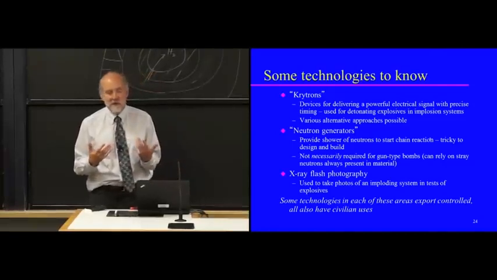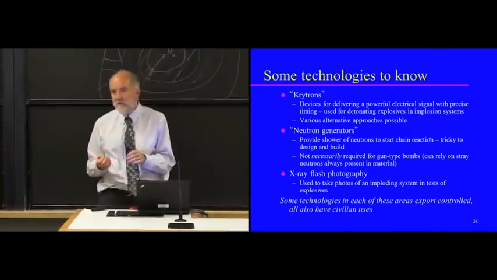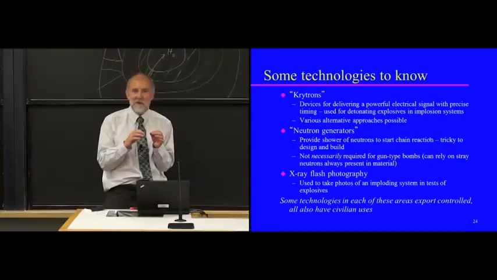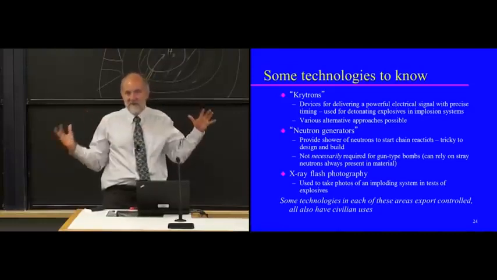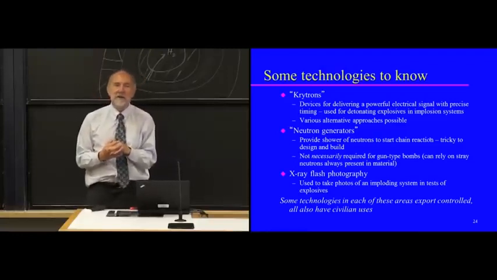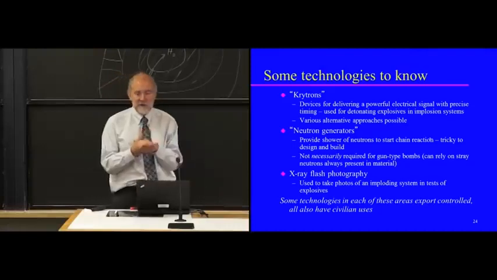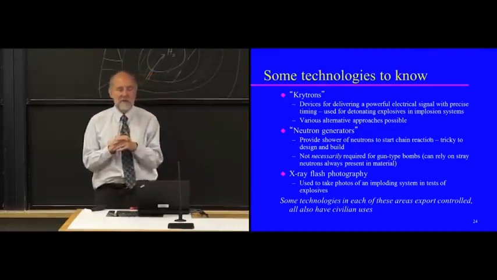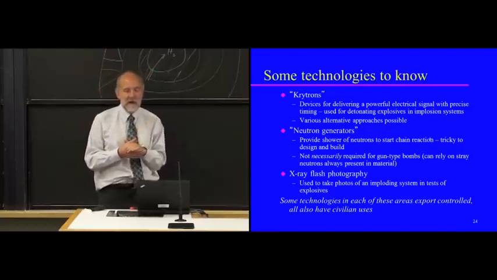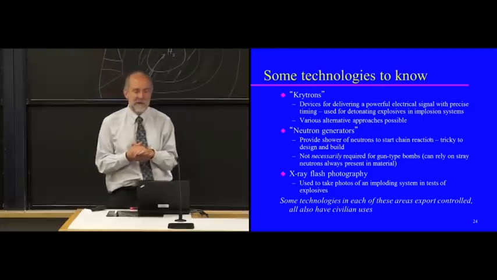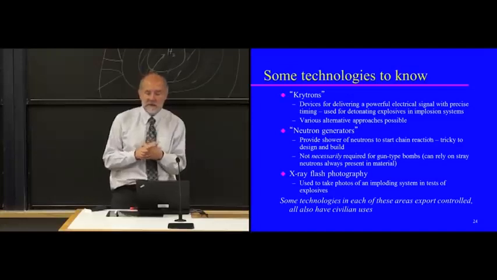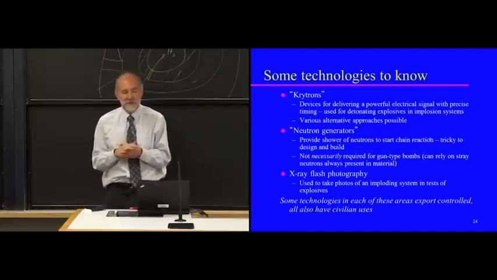Neutron generators. This is another one of the hard parts. It's tricky to get. You want a shower of neutrons set off at exactly the right moment, but it's a moment when the conventional explosion is already crushing down the nuclear material. So figuring out how to make something that's going to generate the neutrons you want right at the right moment in the right way and not send off a whole bunch of neutrons ahead of time is a little bit tricky. It's not necessarily required for gun-type bombs because they can rely on stray neutrons that are always around. But it's needed for implosion-type bombs.